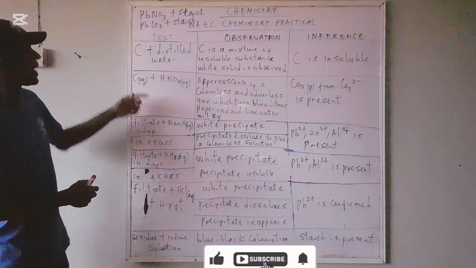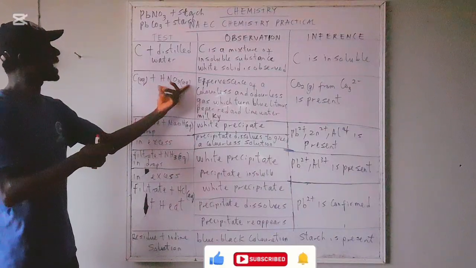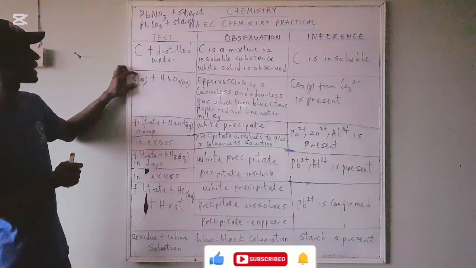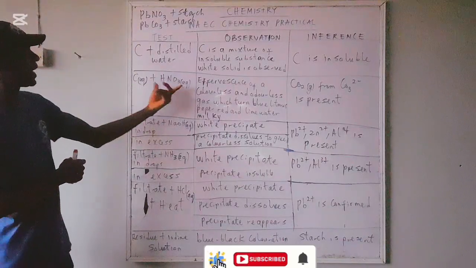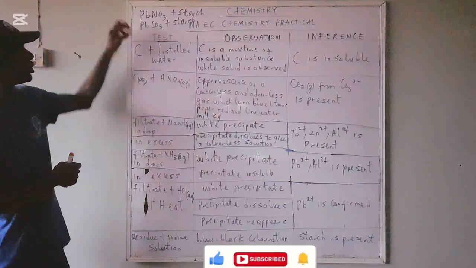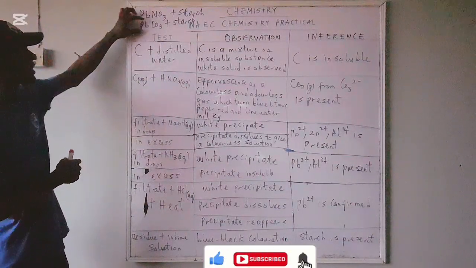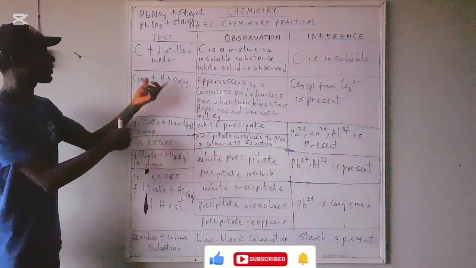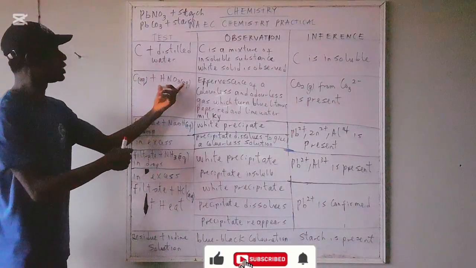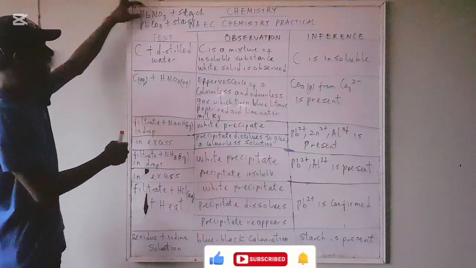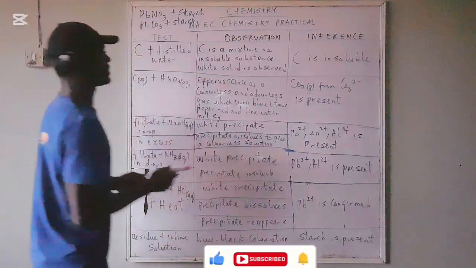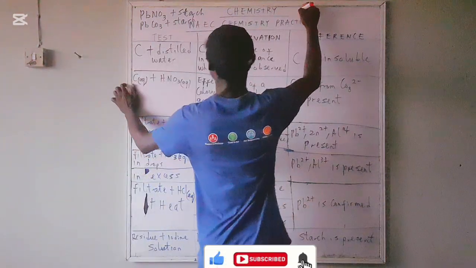But when we add our nitric acid to our mixture, which is our C sample, that is, if you add your HNO3, which is your nitric acid, to your test sample C, which is lead carbonate and starch, what you are going to get after you have added the nitric acid is lead nitrate and starch. That's what you are going to get. Now let's quickly write the equation.